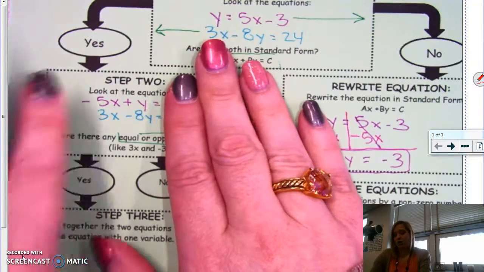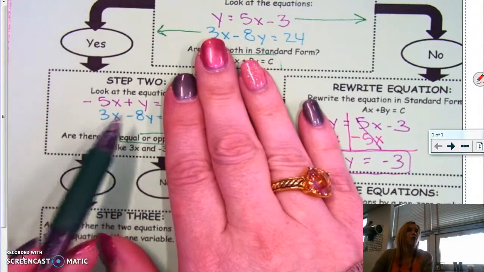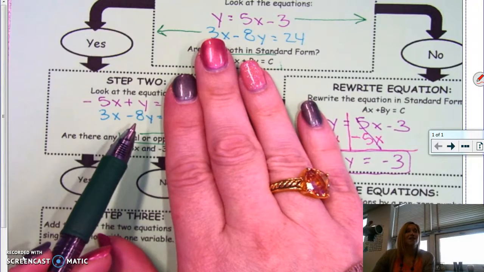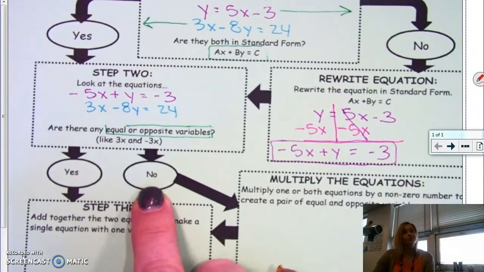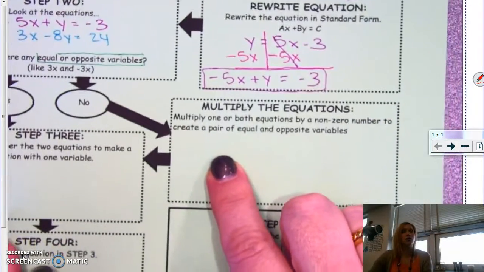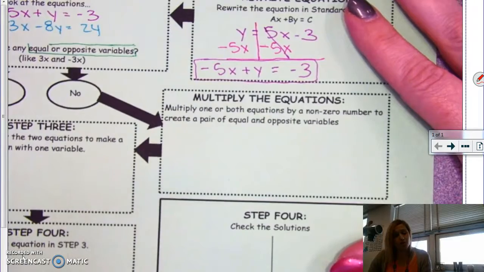So how about this next one here? The next ones are y's. Well, I have a plus y and a minus 8y. Again, they're not the same and they're not opposites. So the answer is no. And we're going to have to move on and do a little bit of work with those equations.